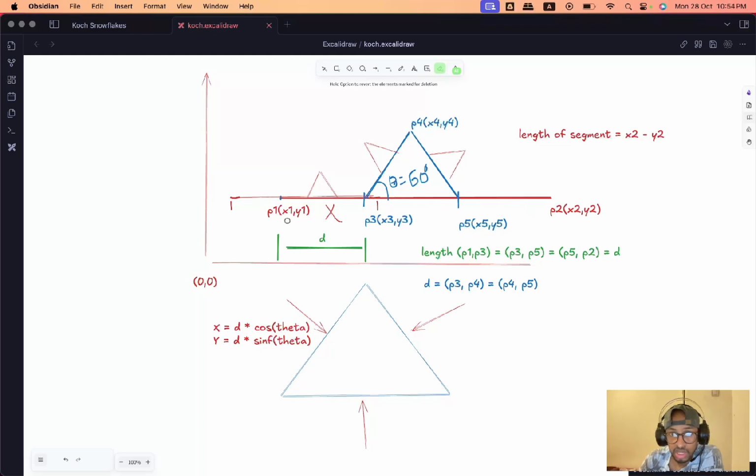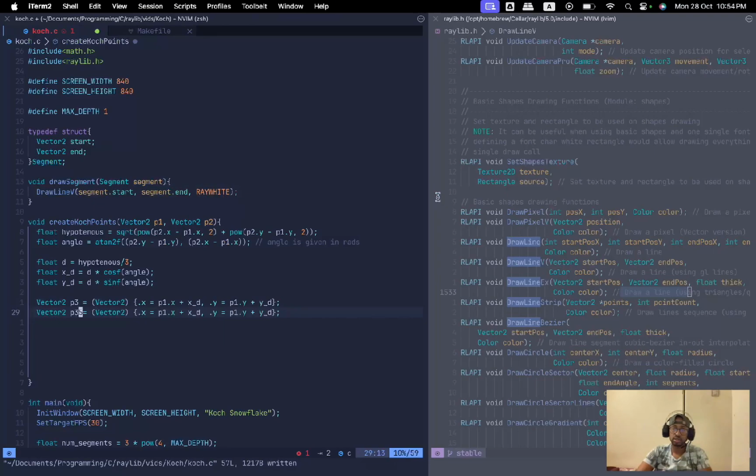X5 means x1 plus 2 times D. So to find the point P5, we can say P1.x plus xd times 2. Again, for this case, we can say y times 2.